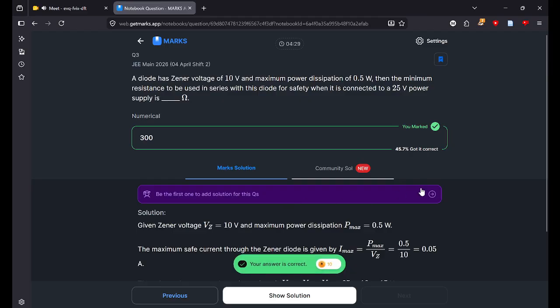So these are the three types of questions we usually face in Zener diodes.